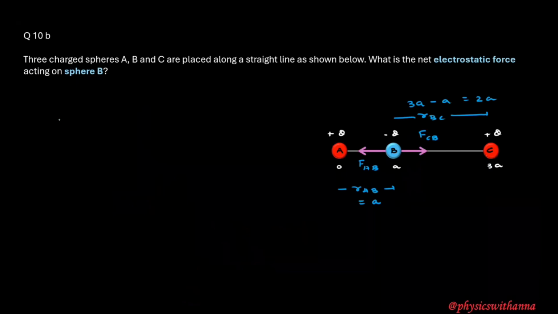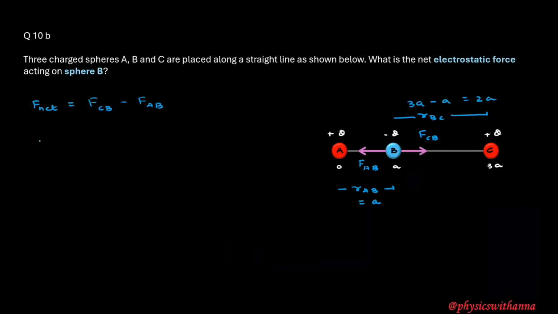Then we do a similar calculation. To find the net force, I need to take the vector sum of these two forces. And when we take the vector sum, we take direction into consideration. The force going to the right, which is FCB, will be positive. The force going to the left, which is FAB, will be negative.